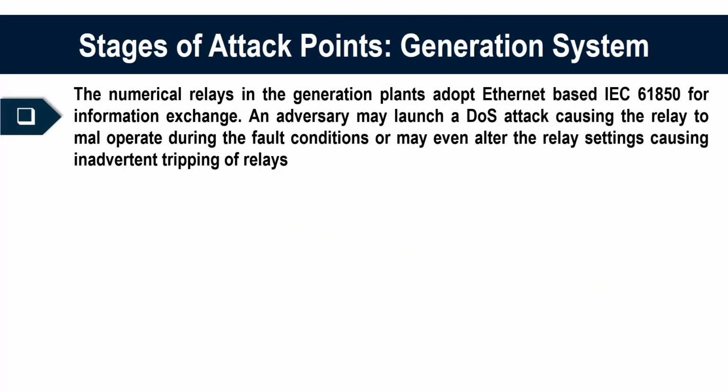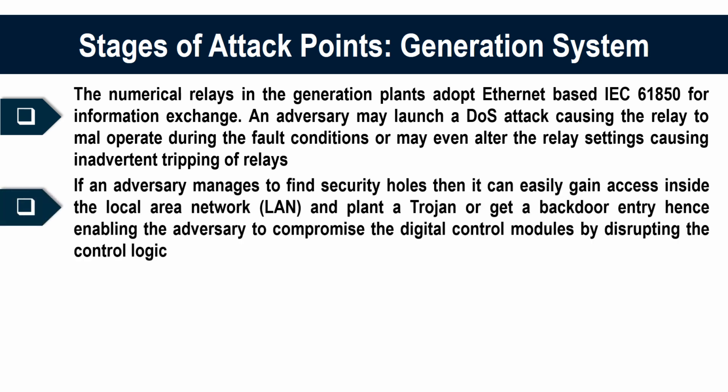If you see in the generation system, the numerical relays in the generation plants adopt a protocol of IEC standard 61850 for information exchange. Anybody can launch a denial of service attack causing the relay to malfunction. If a relay or its settings are made to malfunction, then tripping can happen and power disruption can come.